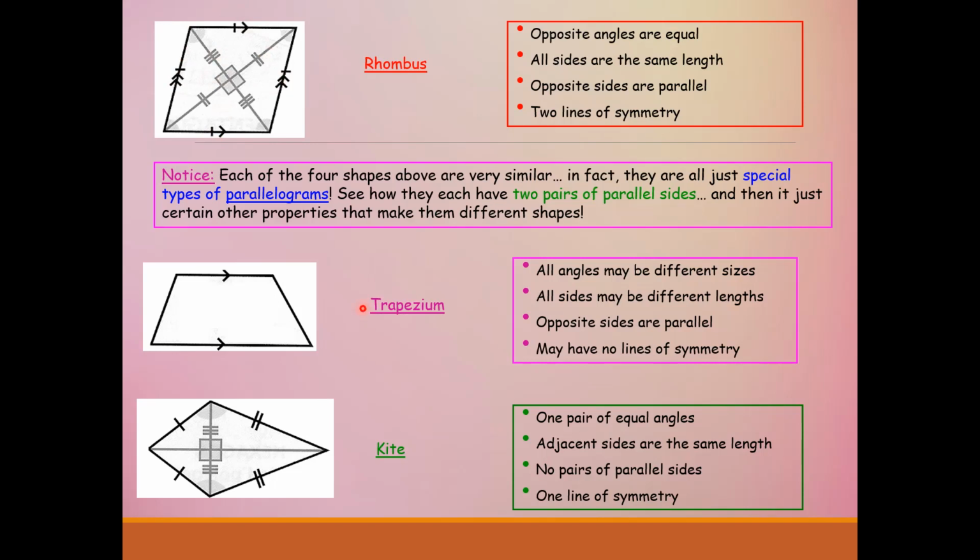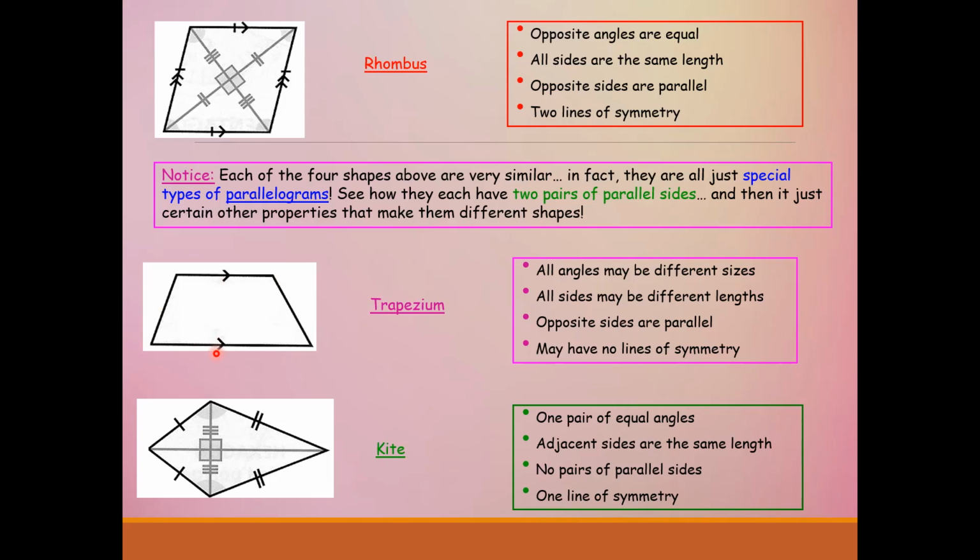Okay, so we have special types of parallelograms. So we have here one pair of parallel sides. So this one here, a trapezoid or trapezium, these sides are parallel, and the left and the right are perpendicular lines. Now all angles may be different sizes, and all sides may be different lengths as well.